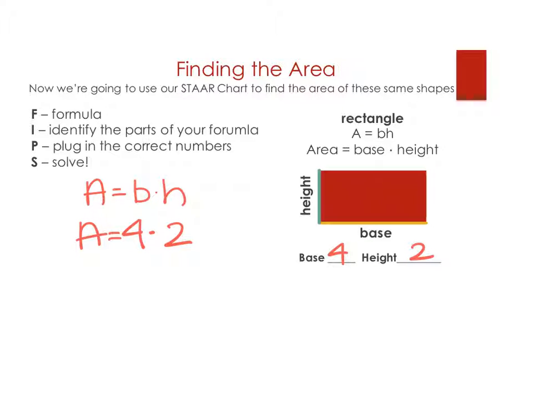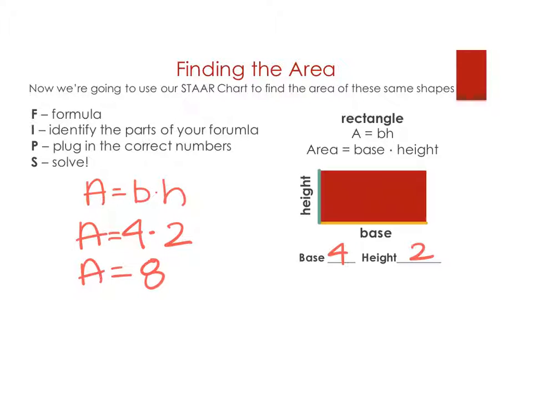And now my last step says to S, solve. So I'm going to say area equals, what's 4 times 2? It's 8. Okay, so yours might be different. Yours might not be 8. You're going to go ahead and solve yours.